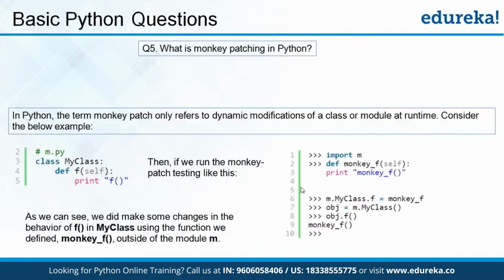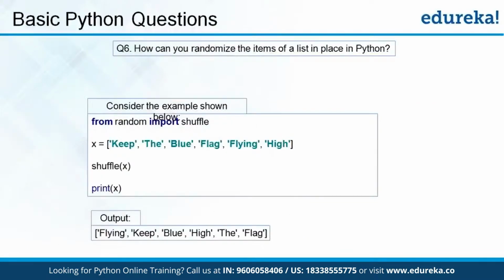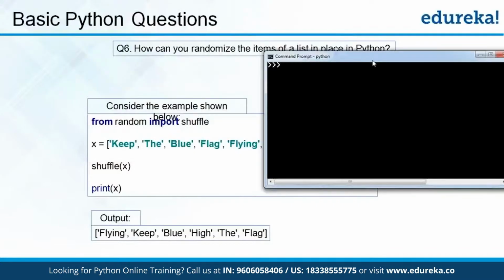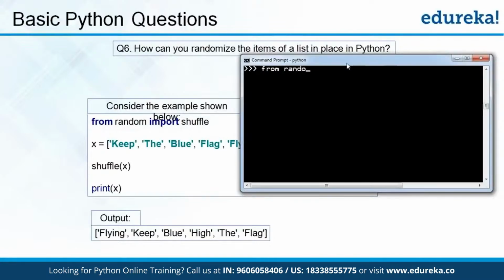Okay, this is how you do it without changing the class itself. Now here is a question: how can you randomize the items of a list in place in Python? This question makes use of a particular module in Python called random. From random import shuffle. There is a whole lot of stuff within random, but we're not going to take it up.